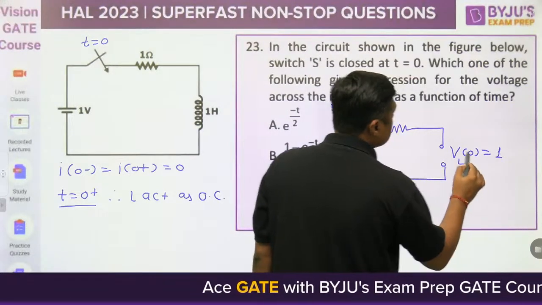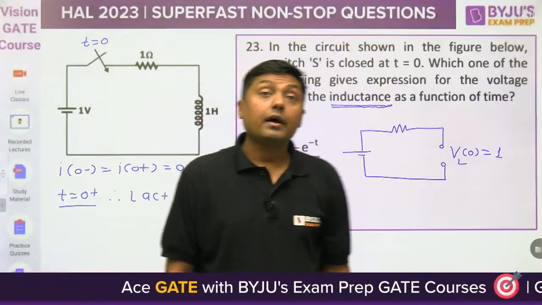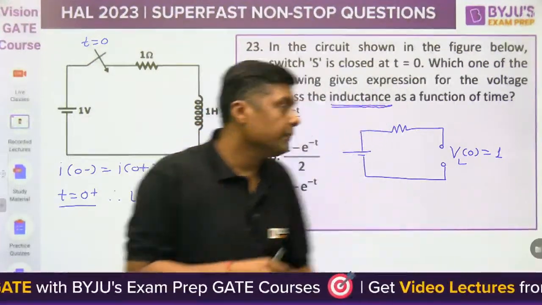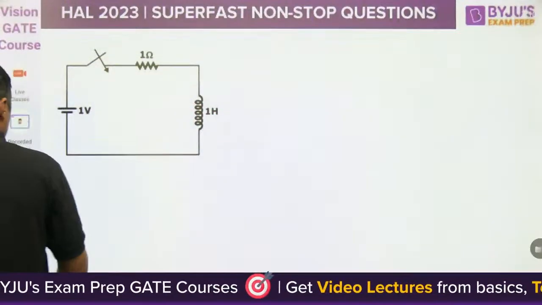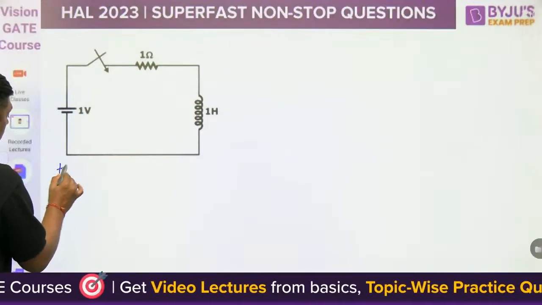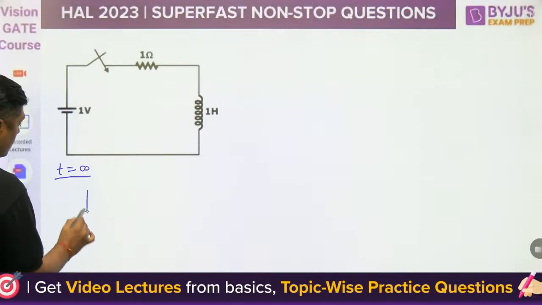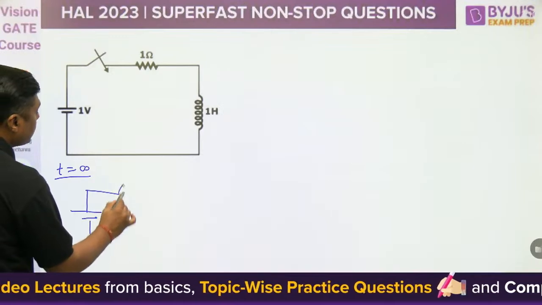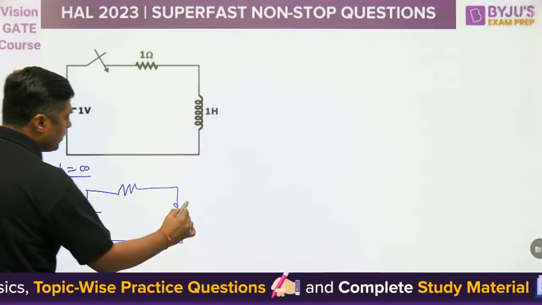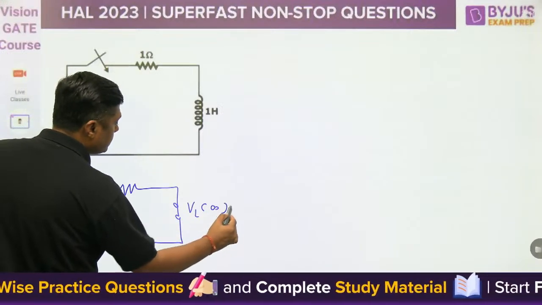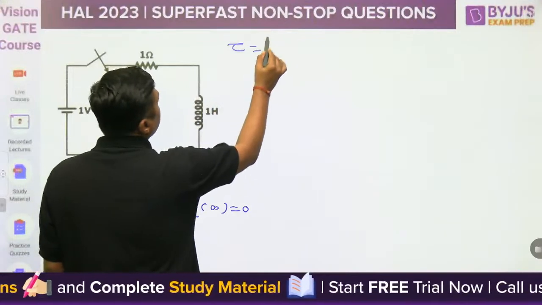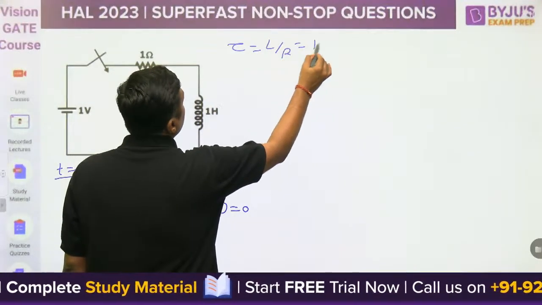1 volt. This is the initial voltage across the inductor. And exactly at t equal to infinity, the inductor acts as what? Short circuit. So what is the final voltage across the inductor? At t equal to infinity, the inductor acts as a short circuit. So what is the final voltage? 0. What is the time constant of the circuit? L by R. That is 1 second.